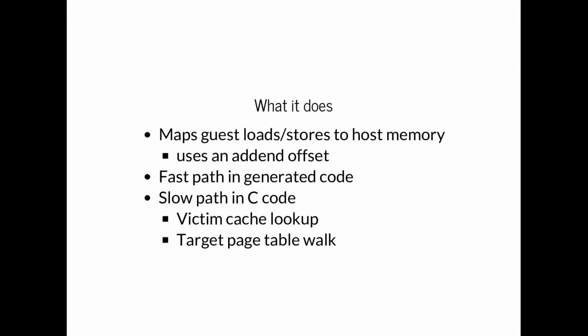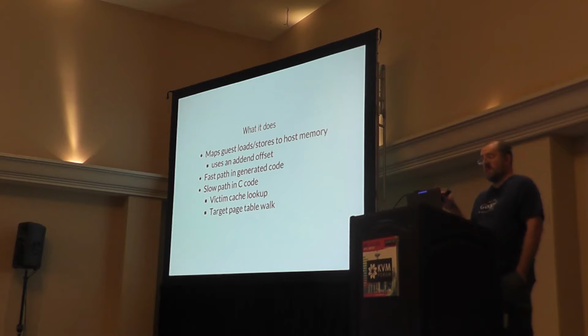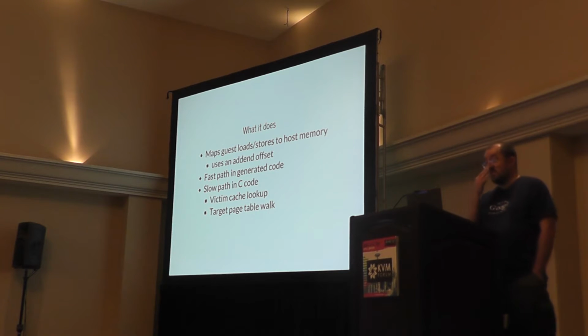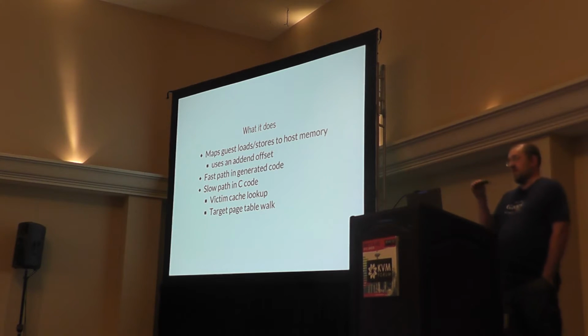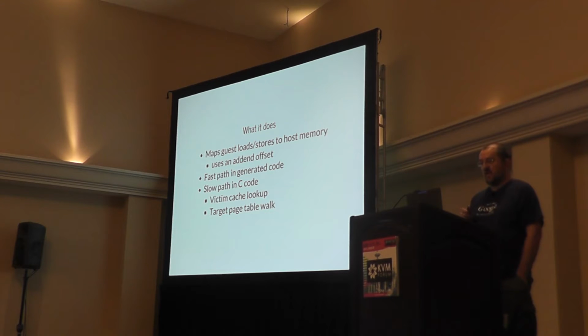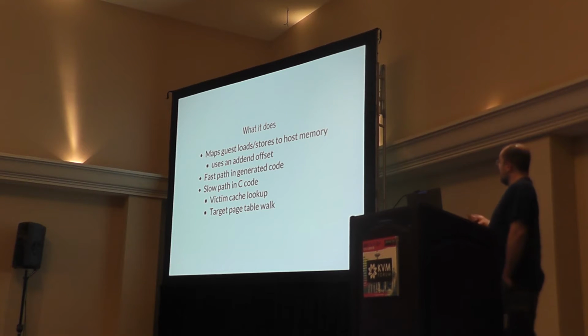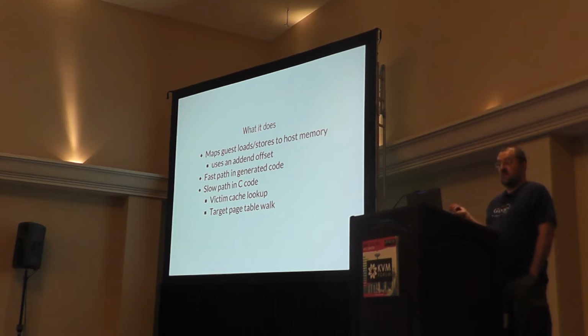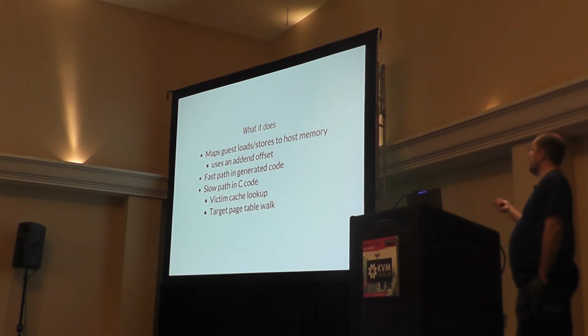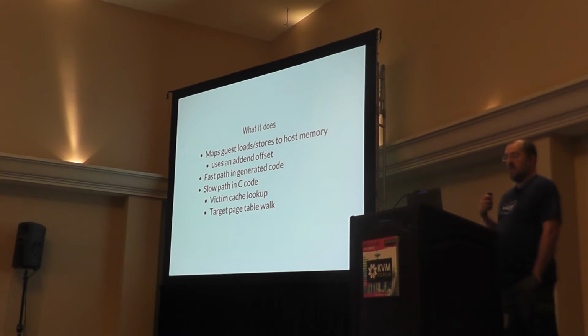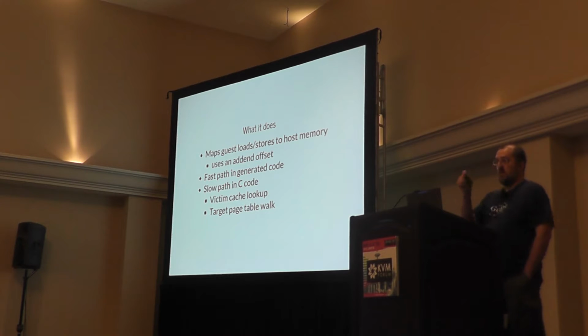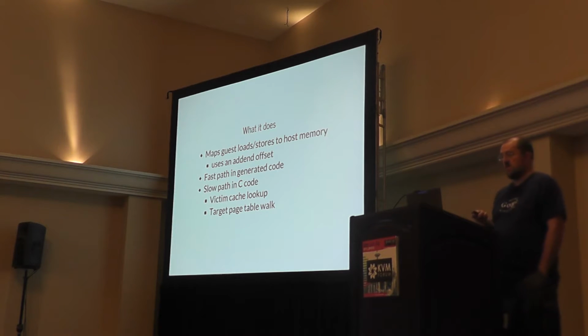The soft MMU is responsible for mapping all the memory accesses to real memory on the host. The mapping is actually done by simply adding an offset to the address, and this will point into some real address in the QEMU address space. The fast path is all implemented in generated code, and then there's a slow path that will fall back into the C code, and eventually this ends up walking the system's page tables.